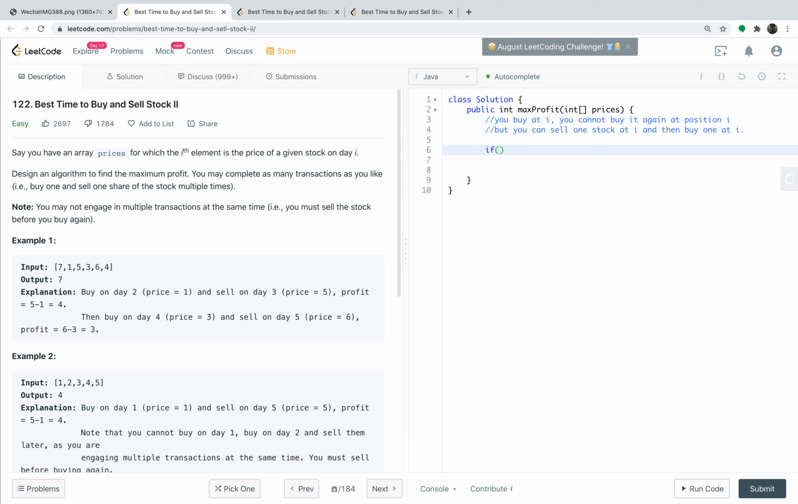Again, we can consider the special scenario, which means the prices length is less than 2, and we set profit as 0. So we scan the array prices.